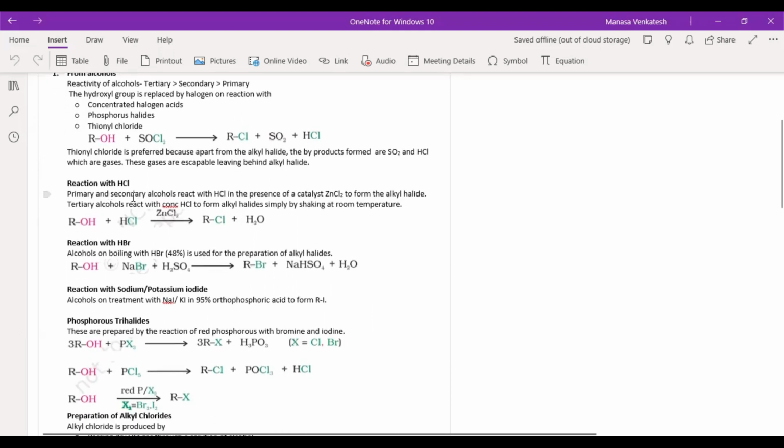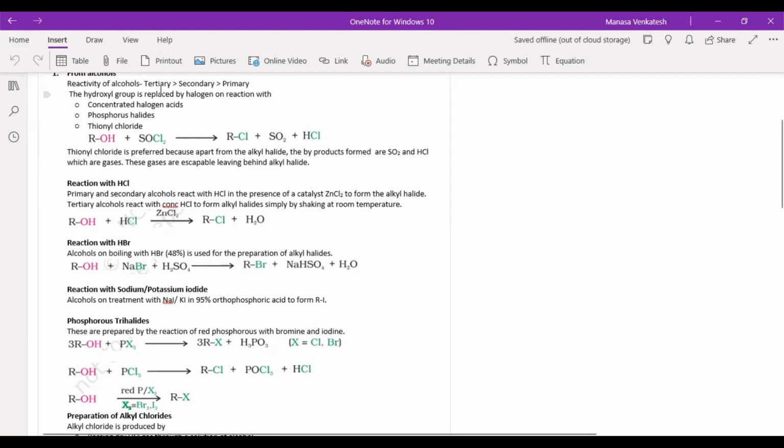Next, you have reaction with HCl. Remember, concentrated halogen acid. So what happens is you have ROH reacting with HCl in the presence of zinc chloride as a catalyst. And this leads to the formation of the alkyl halide and water. Now, in case of primary and secondary alcohols, we require the zinc chloride catalyst, whereas in case of tertiary, it reacts quite easily. It's just by shaking the alcohol with the concentrated HCl.